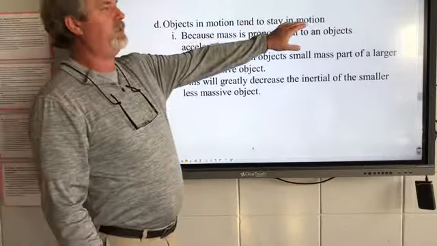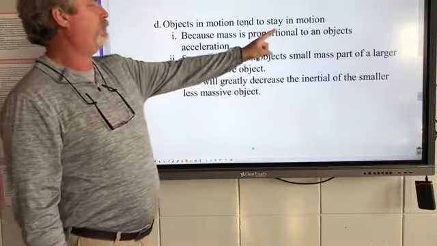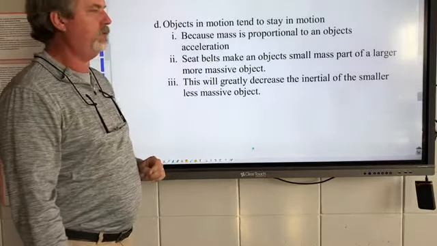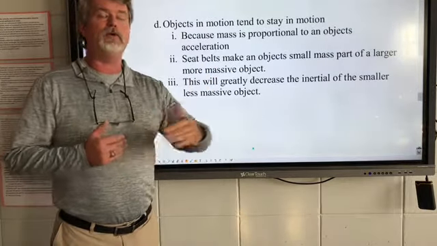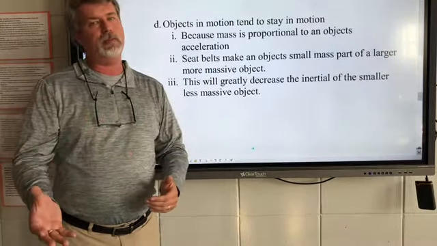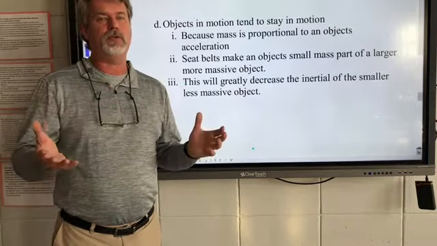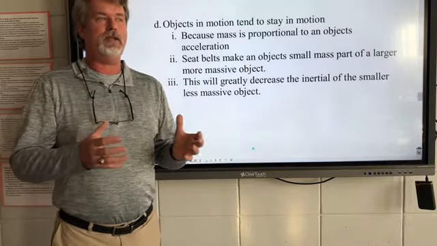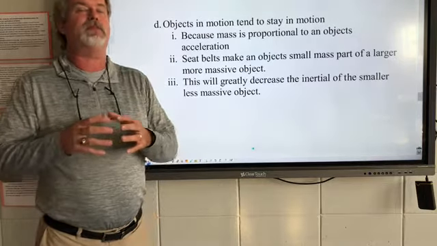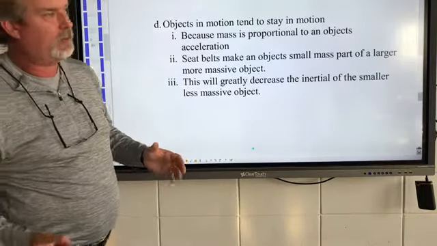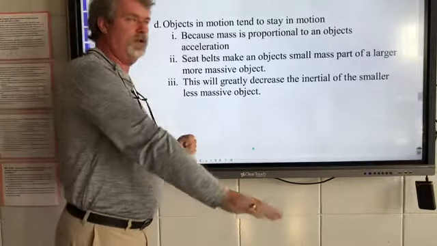Objects in motion tend to stay in motion because the mass is proportional to an object's acceleration. So for example, seat belts. Your body wants to stay in motion, so we use a seat belt to attach you to a larger system. So you actually become part of the mass of the car. Now that you're part of this much larger mass, your acceleration would go down.